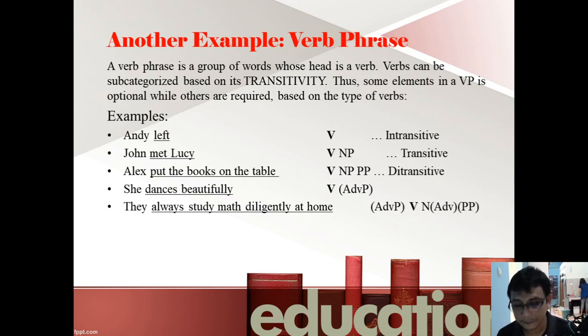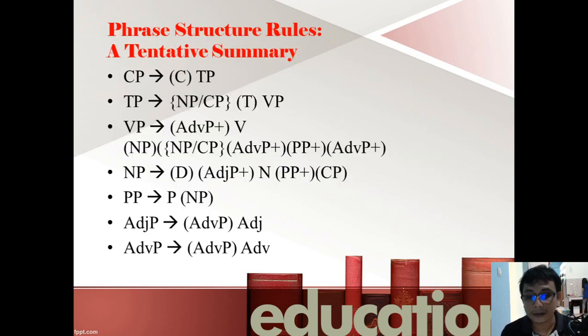Okay, we have an even more complex example here. They always study math diligently at home, in which the verb component is modified by various elements. So we have an adverbial phrase in the beginning, an adverbial phrase at the end, and then we have a noun phrase, and then we have a PP, or prepositional phrase, at home. So that's how we represent these rules into rewrite rules.